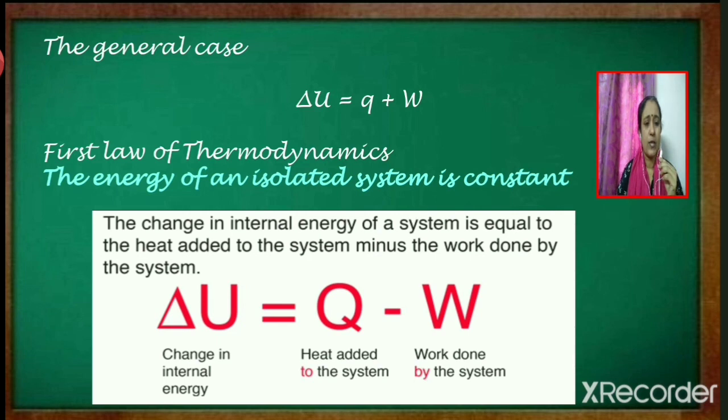Now consider the equation delta U is equal to Q minus W. When will W, work done adiabatic, be given a negative sign? When work is done by the system. So that is why we have the equation delta U is equal to Q minus W. So here minus W denotes that work is done by the system. And what about Q here? The sign of Q is positive, which shows that heat energy is added to the system or it is absorbed by the system. So change in internal energy delta U is equal to heat added to the system minus work done by the system.